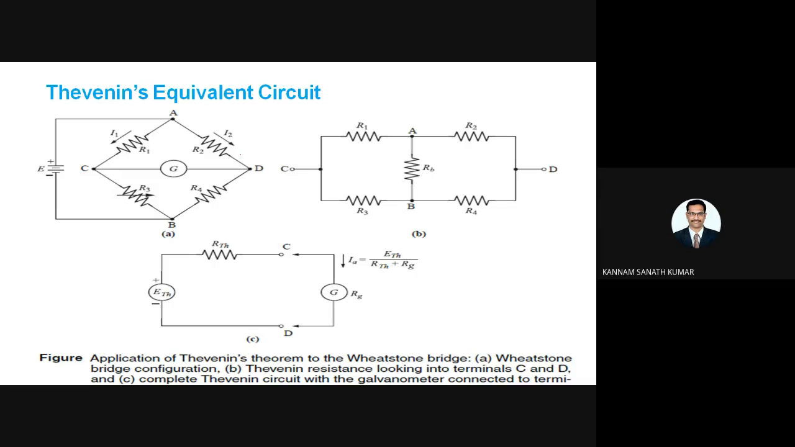Thevenin's theorem is also called an open circuit theorem, wherever you want to find out the ROC and VTH. So let us consider you need to convert this galvanometer into a Thevenin's circuit. Let us consider the galvanometer resistance is RG. So this is an equivalent circuit. You need to find out the Thevenin's resistance as well as the Thevenin's voltage.